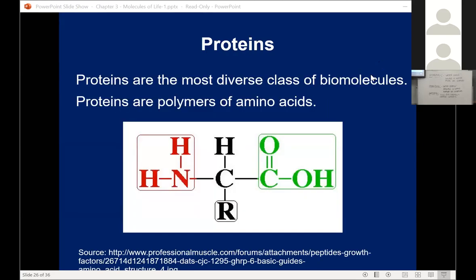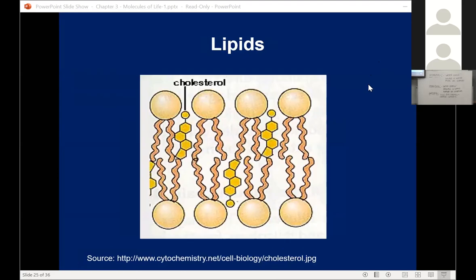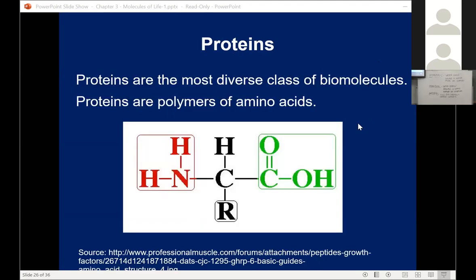Okay, so that does it for lipids. Anybody have questions on any of the lipids we talked about? Fats, phospholipids, or steroids? All right, if there's no questions on that, let's talk about proteins.